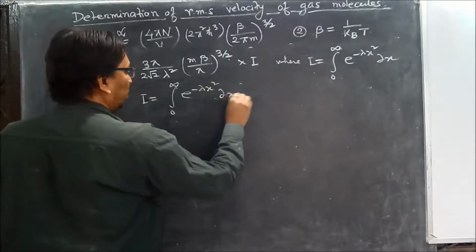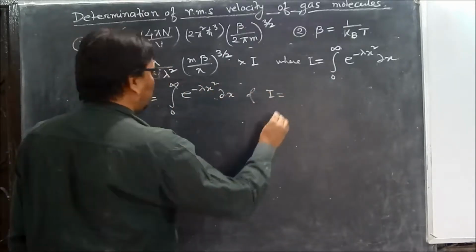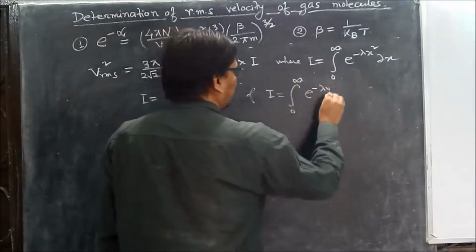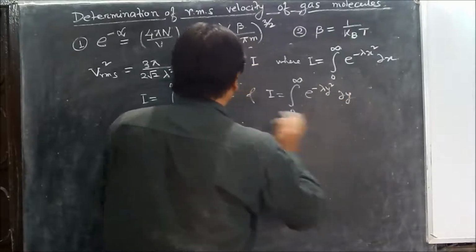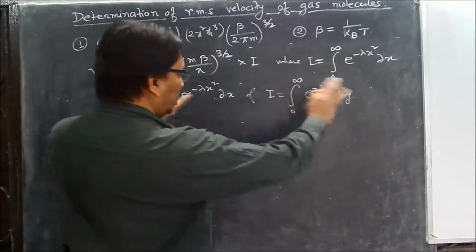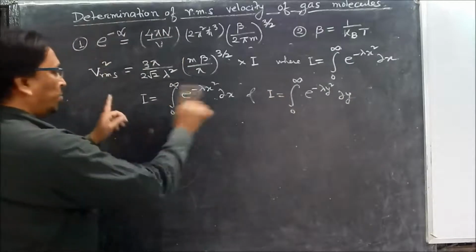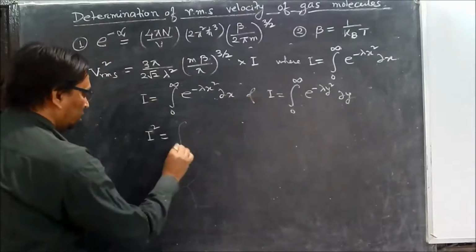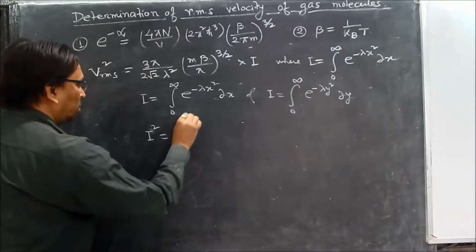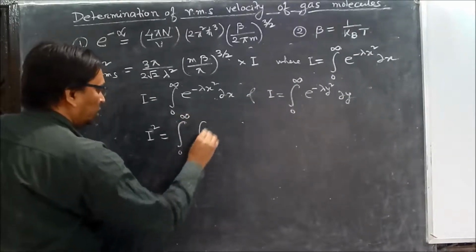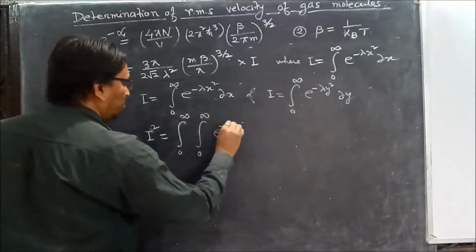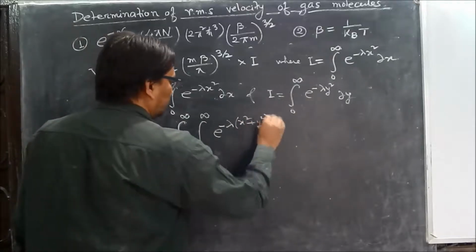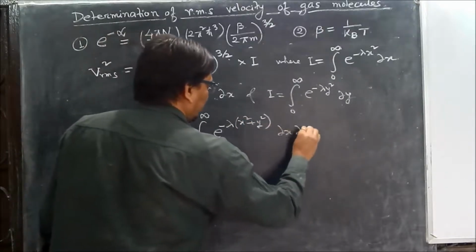So I equal to, we are just changing this variable, so del x, and similarly we can write I equal to integration 0 to infinity e to the power minus lambda y square and del y, because no difference is there, limit is same and all these things are same. So multiplying this, we will get I square, this into this, integration 0 to infinity integration 0 to infinity e to the power minus lambda, so power will be added. So this will be x square plus y square, and this will be del x del y.